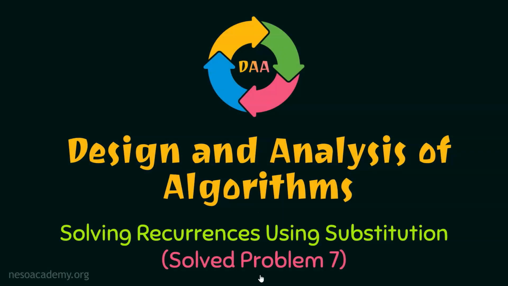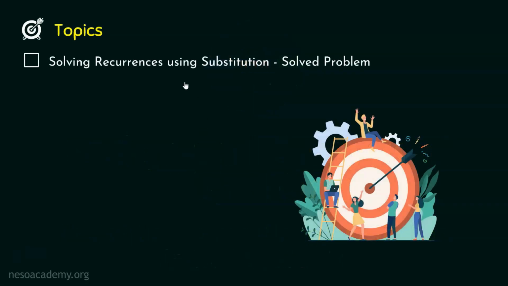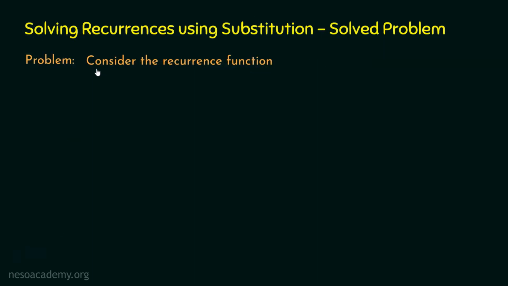Let's solve problem number 7 on recurrences using the substitution method. Here is the problem. Consider the recurrence function T(n) equal to 2T(square root of n) + 1 if n is greater than 2. If n is less than or equal to 2 and n is greater than 0, then T(n) must be equal to 2. This is the base case, T(n) equal to 2, and this is the recursive case.